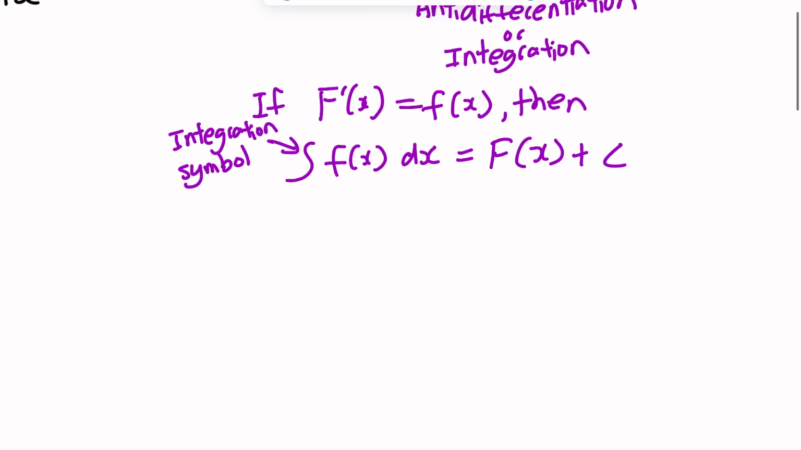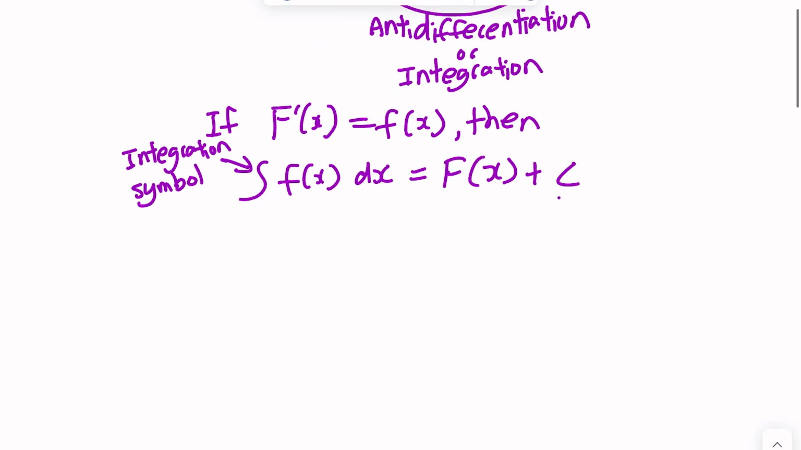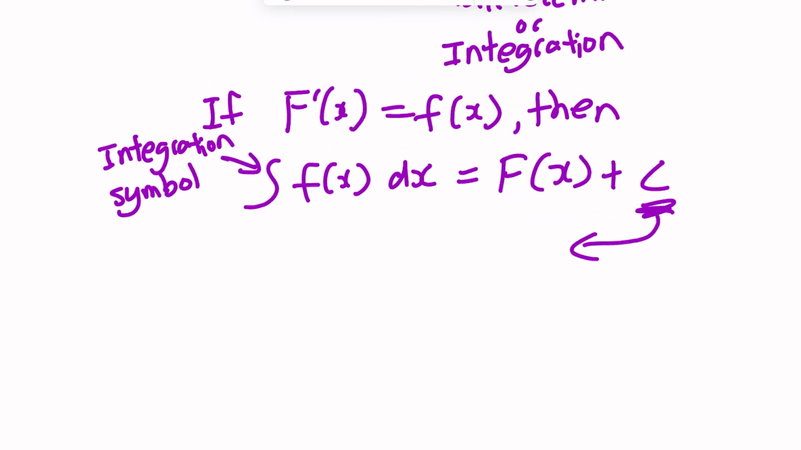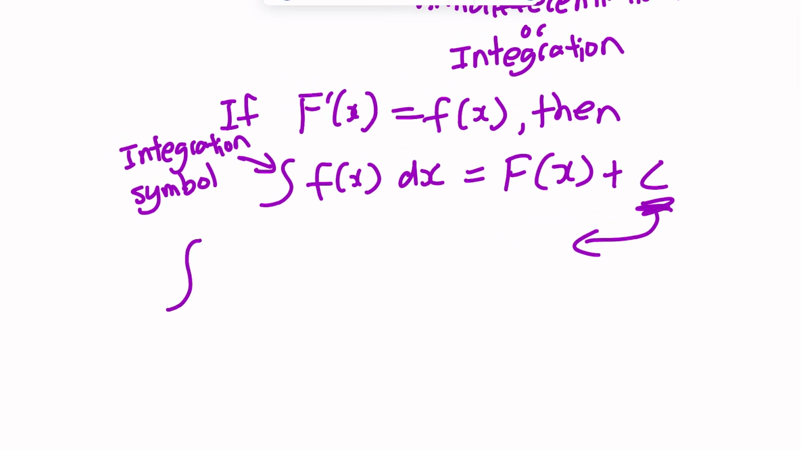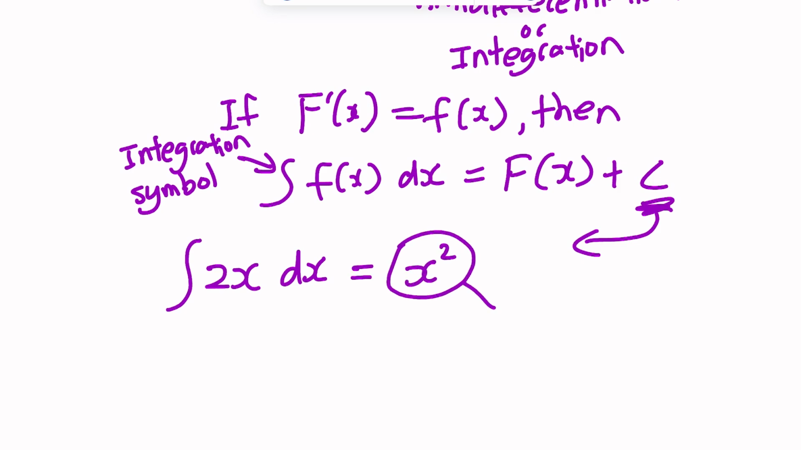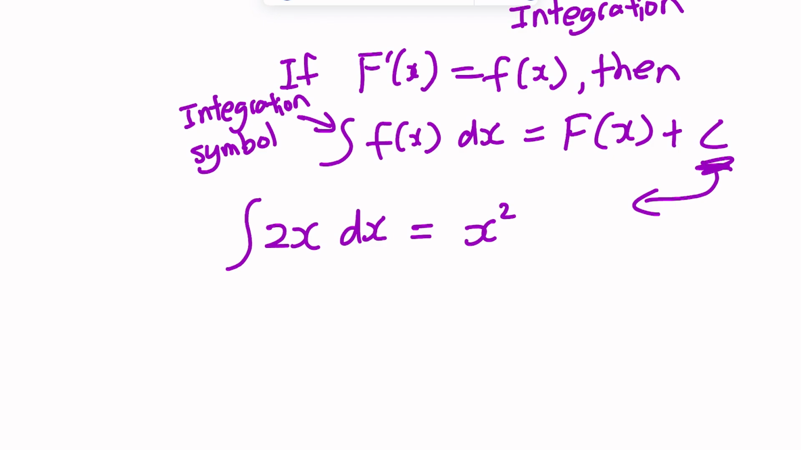So let's say I want to find the integration of 2x. So basically what this means here is I'm given 2x as the derivative. Now I want to find the original function. And what would that be? That would be x squared, right? Because if I derive x squared, I get 2x. Very simple.